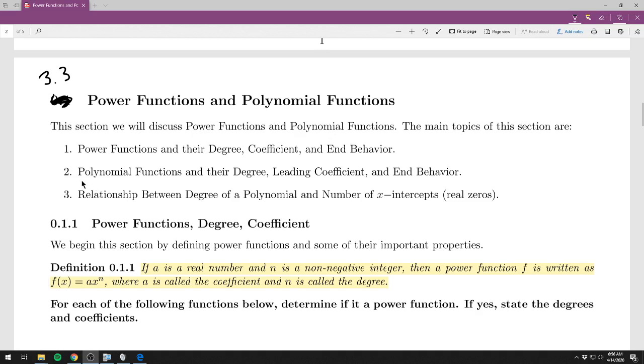And then the second part, we'll talk about polynomial functions. We'll see how it's related to power functions, what their degree is, what's called their leading coefficient, and end behavior. And then the last little thing is very important when it comes to what we're going to try to do in this chapter, which is, if we're looking at a polynomial, finding all of its zeros or x-intercepts, and that's really the start of it at the end of this section.